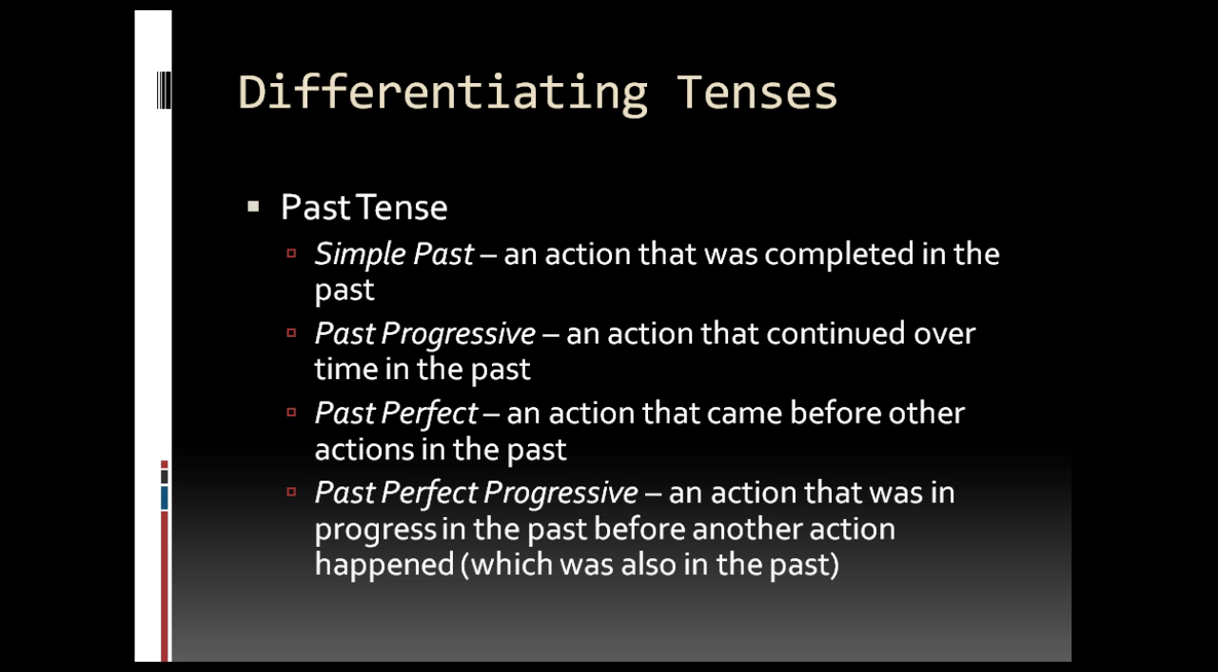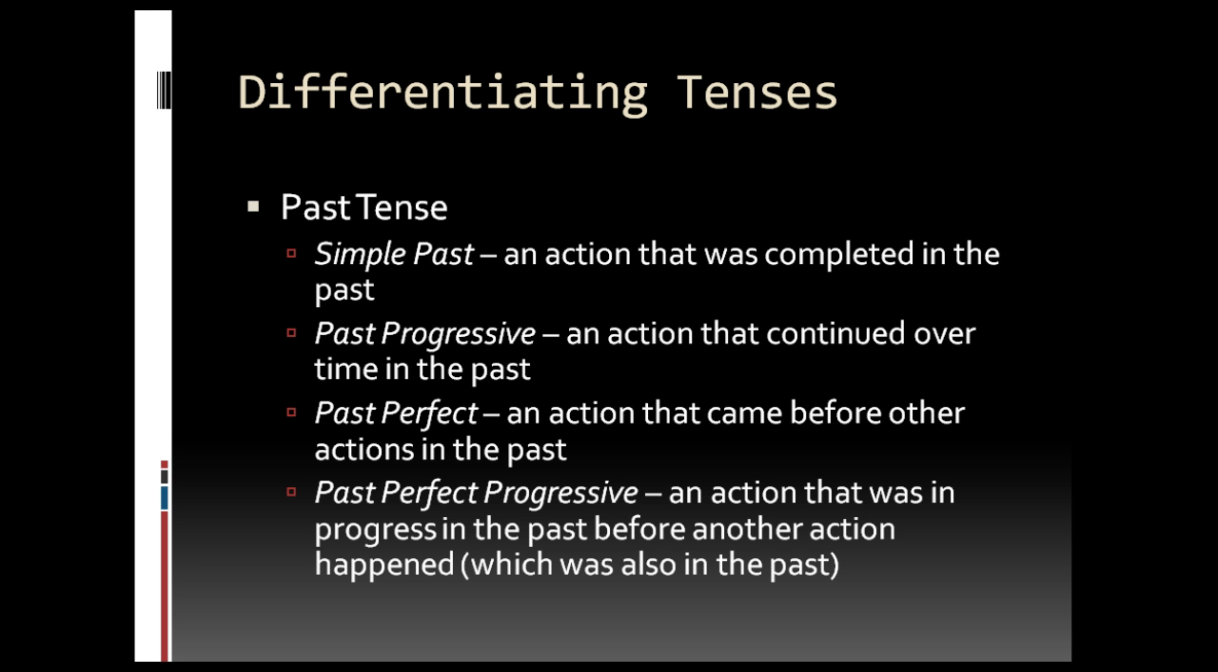Past tense. The simple past is an action that would happen entirely and was completed in the past. The past progressive is an action that continued over time in the past, but is since completed or finished. The past perfect is an action that came before other actions in the past. So it's the earlier, or some people refer to it as the past past.